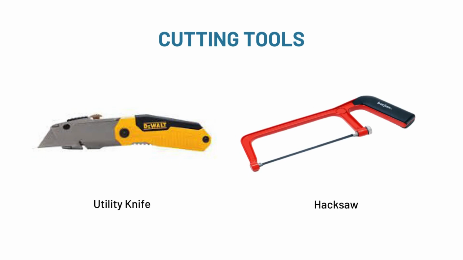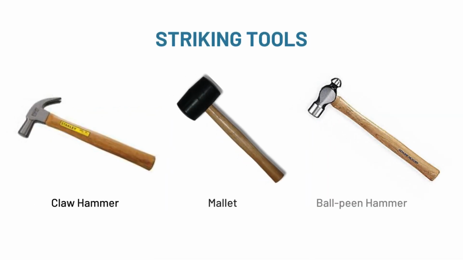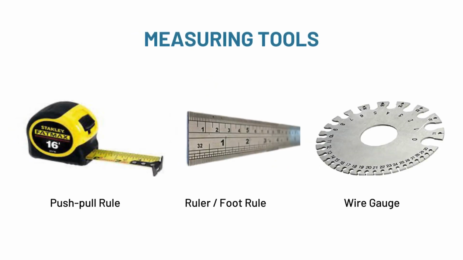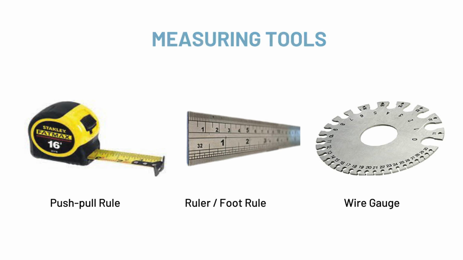For the cutting tools, we will cover utility knife and hacksaw. For the striking tools, we will cover claw hammer, mallet, and ball peen hammer. And for the last category, which is measuring tools, we will cover push-pull rule, ruler or foot rule, and wire gauge. Now, let's discuss each category.